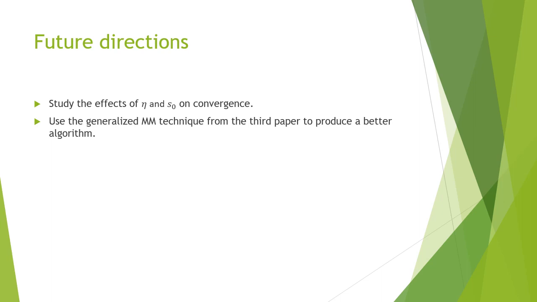Specifically, the effects of the annealing parameter and the initial power on convergence is yet unknown, and hence these effects could be studied for speeding up convergence. And secondly, the generalized MM technique, which is the topic of the third paper I have critiqued, could be used to develop a better power k-means algorithm.